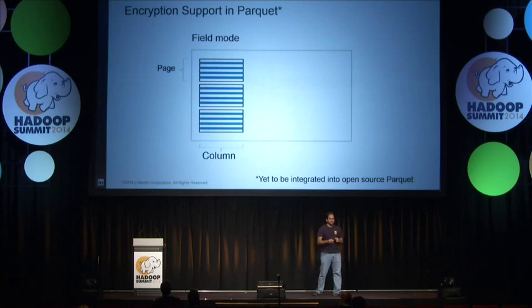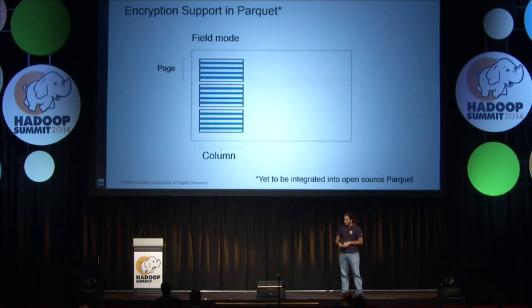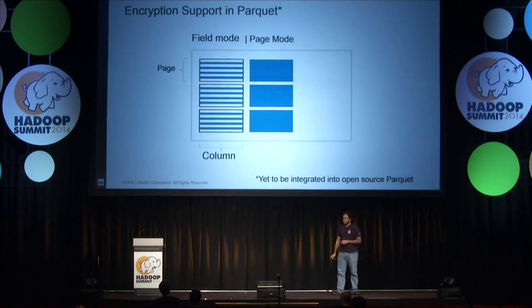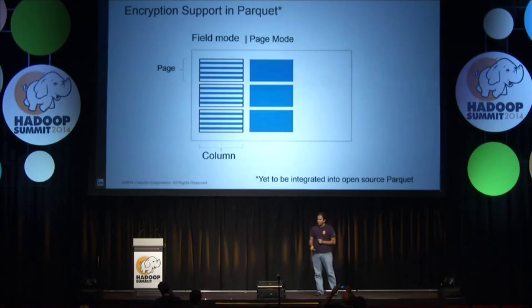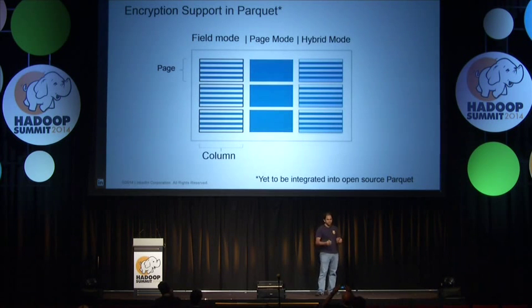So how do we do encryption in Parquet? We are trying to do three kinds of modes of encryption. The first mode is field mode, where we encrypt each field at a time. We'll go over the use cases for the field mode on the next slide. The second mode is page mode, where we encrypt the whole page. And in the hybrid mode, we do both. We encrypt each field, and we also do page-level encryption too.